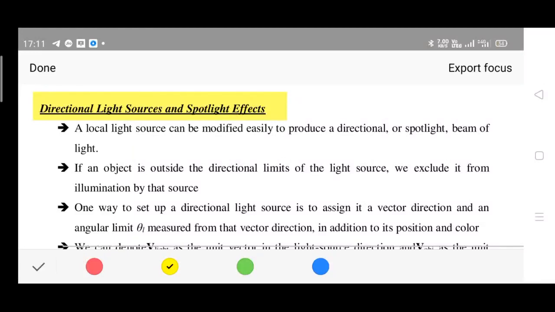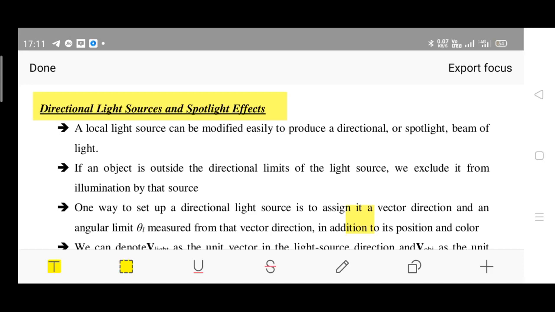So in the previous video we were discussing the types of light sources. Next is the directional light source and spotlight effect. A local light source can be modified easily to produce a directional or spotlight, a beam of light, which is called a beam of light. The structure of the spotlight, let us see later.